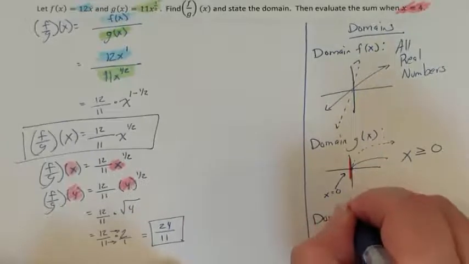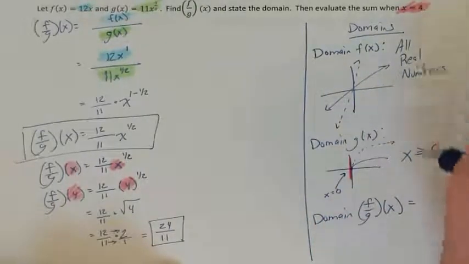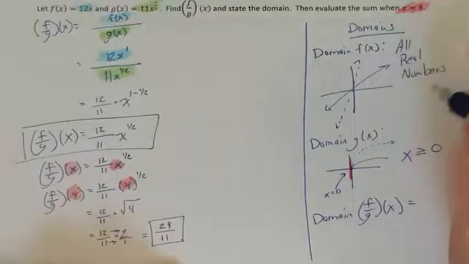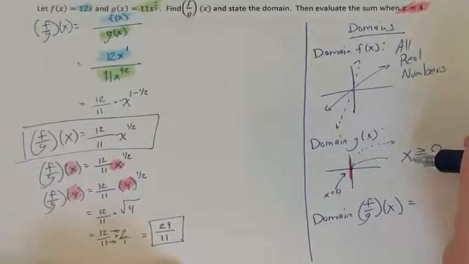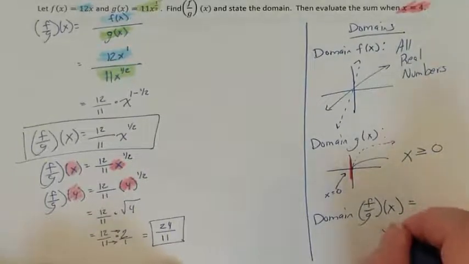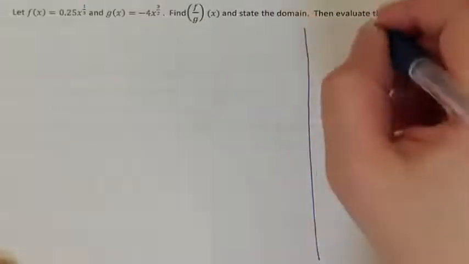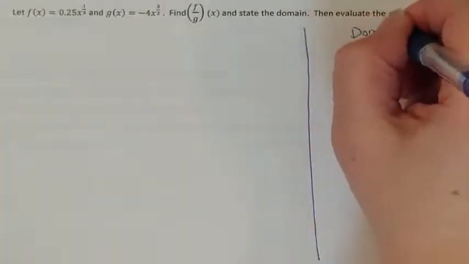So if I am then looking for the domain of f divided by g, I'm looking to see what these two have in common. F says use everybody. G says not everybody, but I want x is greater than or equal to 0. So what do they have in common? X is greater than or equal to 0. So I'm going to make an area over here for my domain.